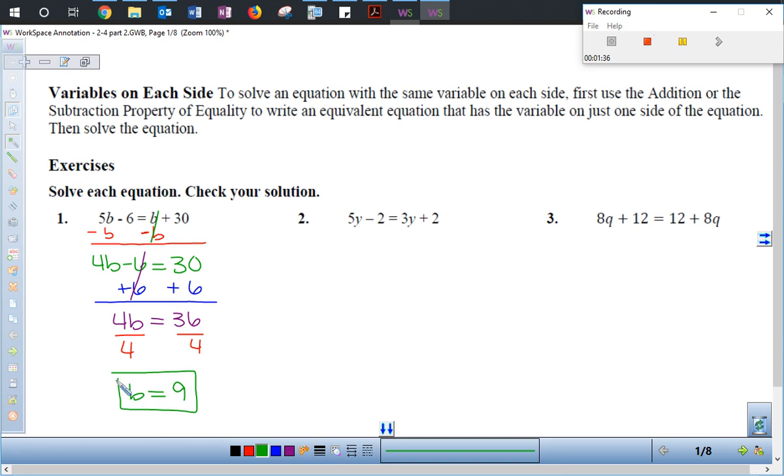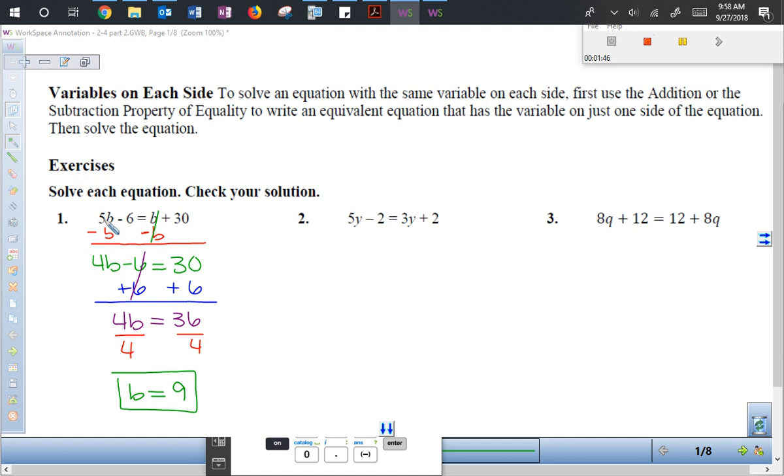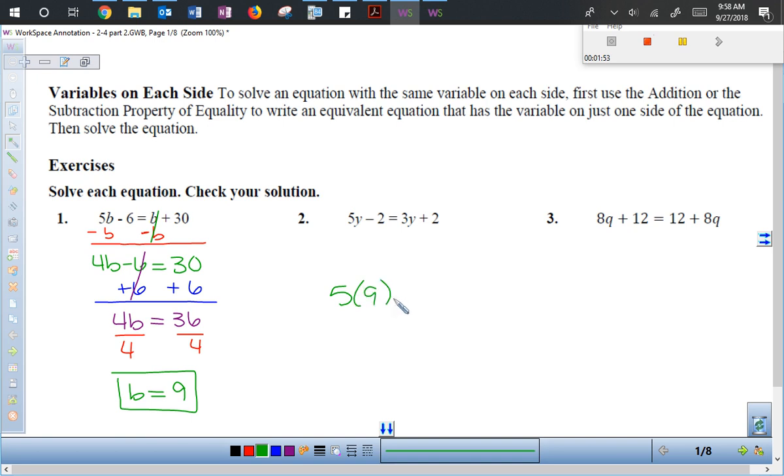Now to check your solution on this one, we're still going to use our calculator like we have in the past, but it's going to be a little bit different because we want to make sure that both sides are equivalent. So if I substitute the 9 into the left side, I'm just going to write this out so you guys can see. You don't have to write this on your paper. I'll have 5 times 9 minus 6. And I want to know if that gives me the same number as if I were to substitute 9 in on the right side. So 9 plus 30. So I'm going to put that into my calculator and see what I get.